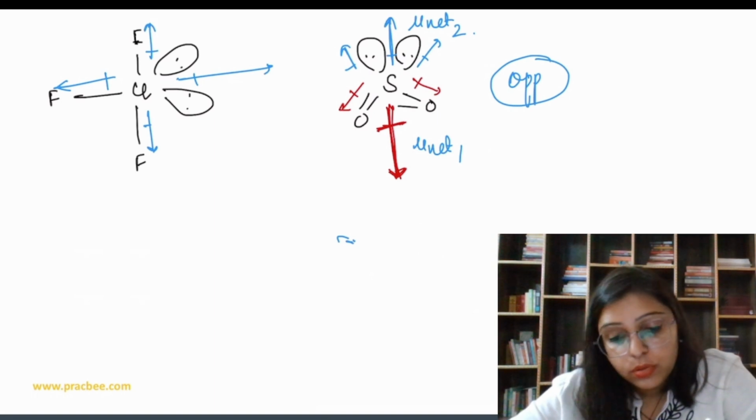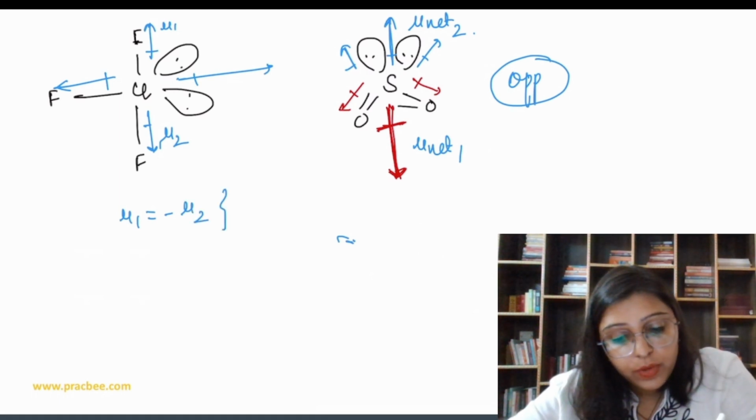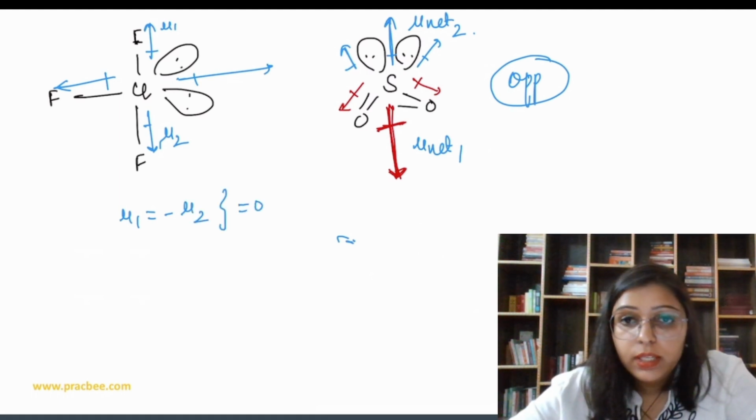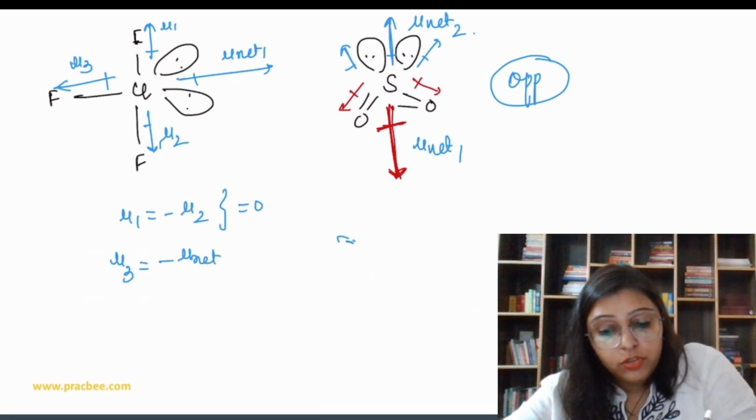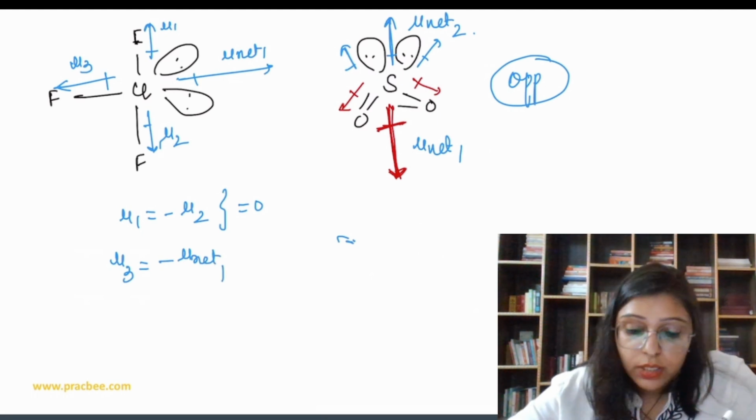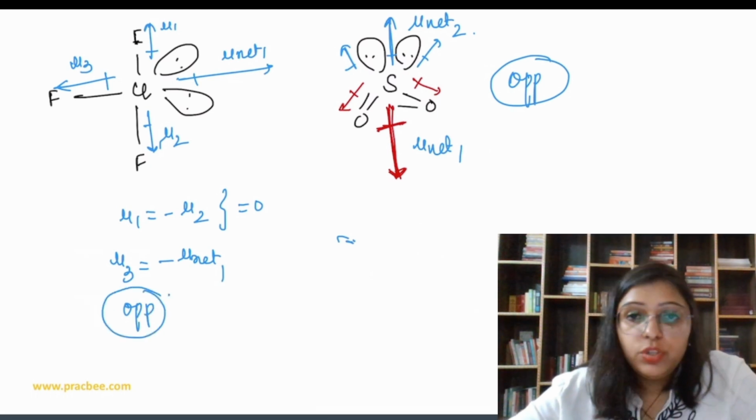So here also it cancels. This is mu1 and mu2. So mu1 is minus of mu2, due to which it is equal to 0. Okay. Then we have this mu3, and this is going to be the mu net 1. So mu3 is also with respect to mu net, meaning minus of mu net 1. Opposite direction. Now how to check?